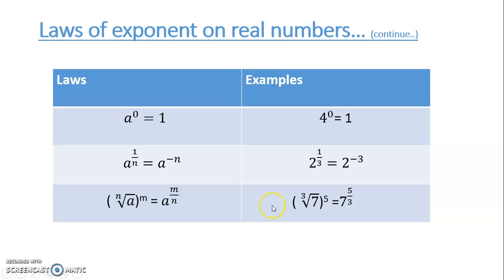Okay. So these are the laws. I hope you have understood all the laws. You have to remember all the laws. You can go back and again revise the laws of the exponents on real numbers.